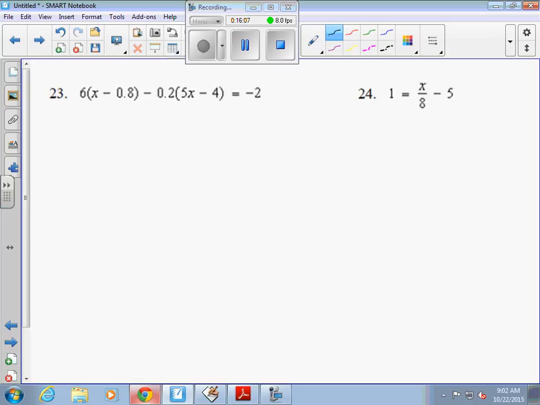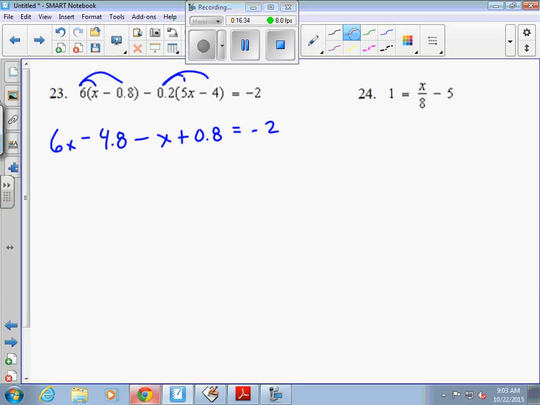23 is a lot of people's favorite problem from the last month and a half or so. You have to distribute 6 times x minus 0.8. 6 times x is 6x. 6 times negative 0.8 is negative 4.8. You also got to distribute negative 0.2 times 5x is negative 1x, and negative 0.2 times negative 4 is positive 0.8, is equal to negative 2.